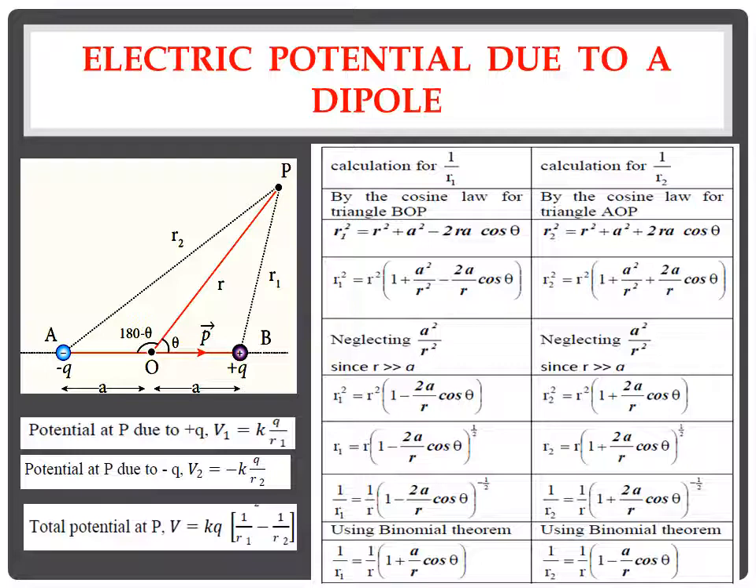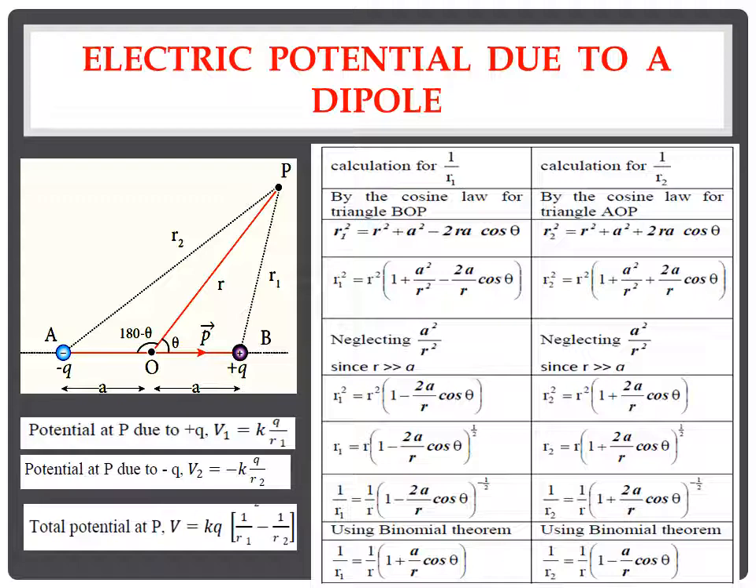Now we are going to discuss electric potential due to a dipole. This is a very important question, children. Now you already know what a dipole is: two equal and opposite charges separated by a small distance. So the two equal and opposite charges, minus q and plus q, are placed at A and B, separated by a distance of 2a. The midpoint is O. So the distance AO is equal to a. Similarly, the distance OB is equal to a. That is how you get your 2a.